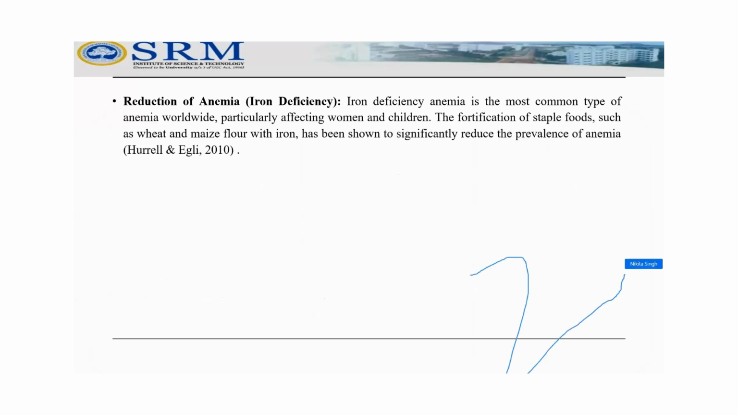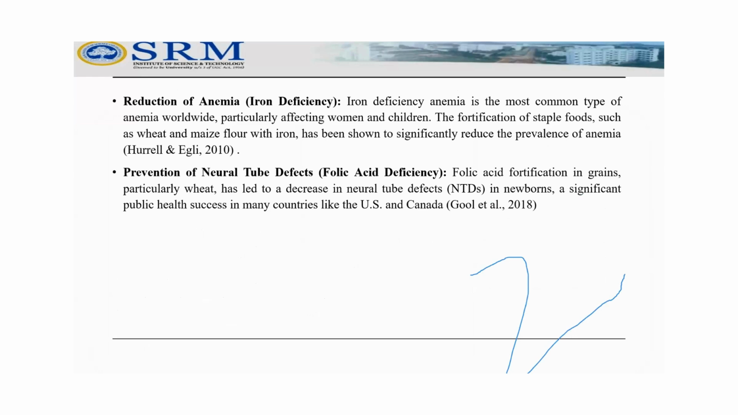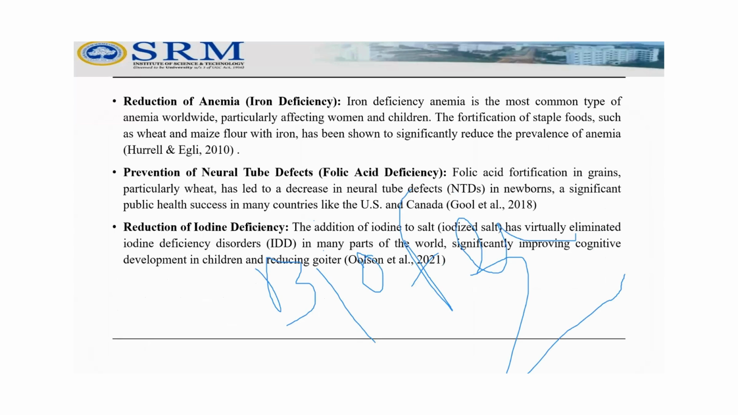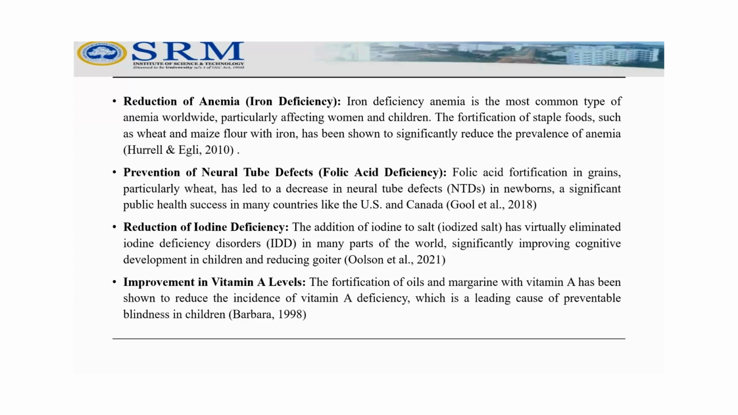What are all the biofortified or fortified food products? Reduction in anemia by giving iron through fortified food, prevention of neural tube defects, where folic acid fortification will overcome this issue. Reduction in iodine deficiency by iodized salt, then improvement in vitamin A level, where fortification of oil and margarine with vitamin A can be done. So whatever micronutrients are listed in this slide, almost all of them are fortified and are available in our regular staple food in India.